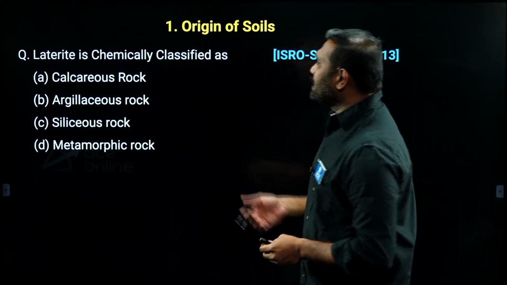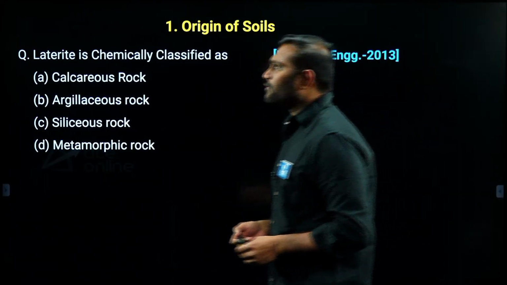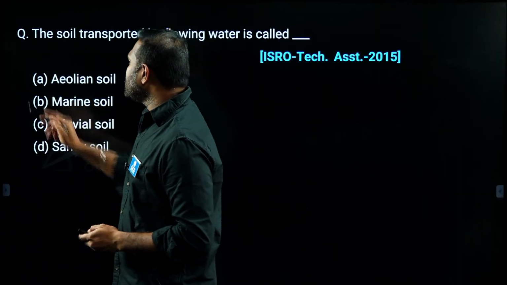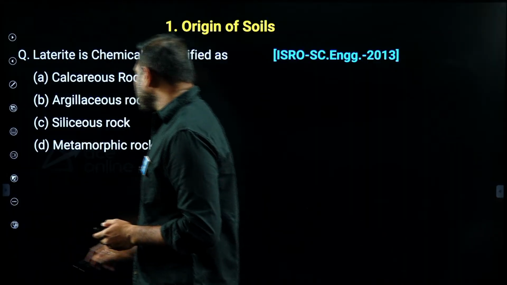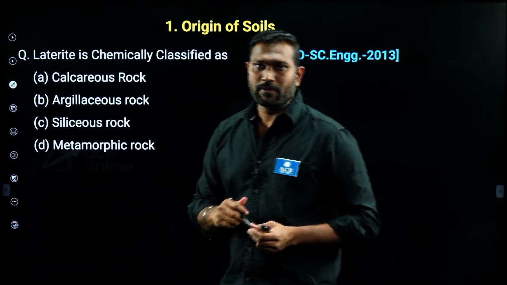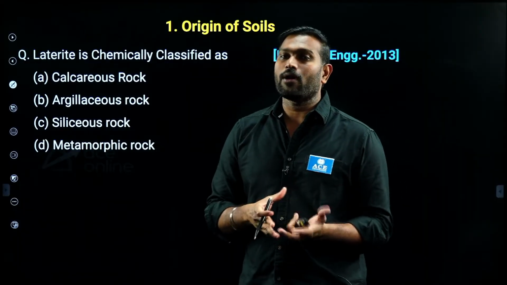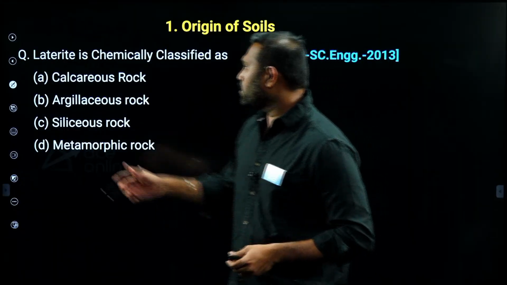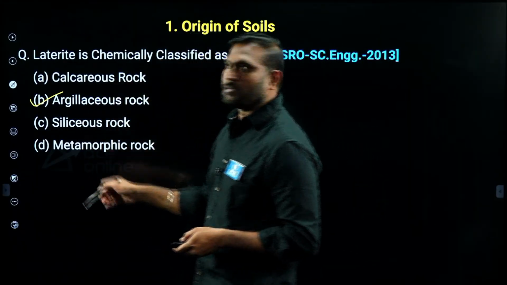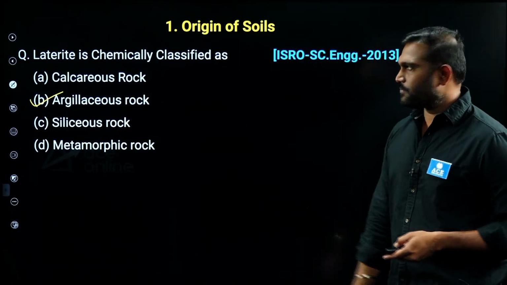Where the laterite soil is chemically classified as. Actually, these laterite soils consist of a large amount of alumina and clay. Whatever soil consists of more clay and alumina, we call it argillaceous rock. So the answer is option B. Lateritic soils are chemically known as argillaceous rock.